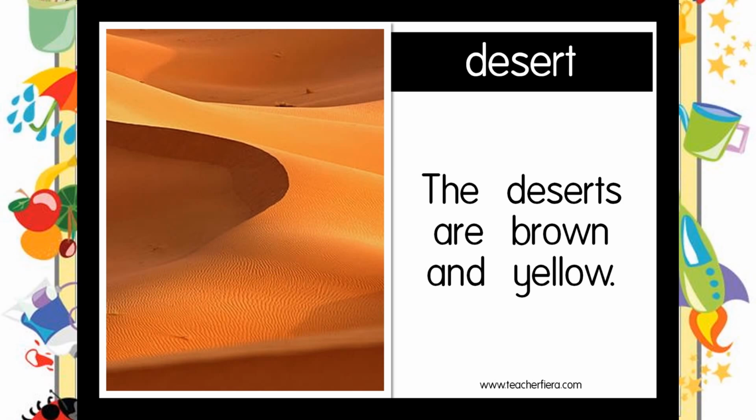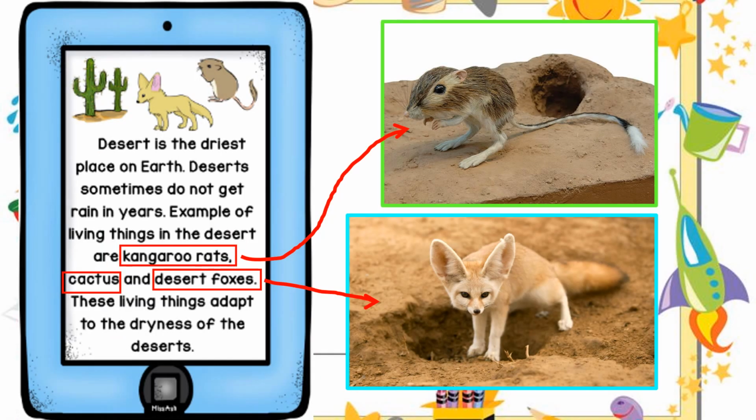The deserts are brown and yellow. Desert is the driest place on Earth. Deserts sometimes do not get rain in years. Examples of living things in the desert are kangaroo rats, cactus and desert foxes. These living things adapt to the dryness of the deserts.